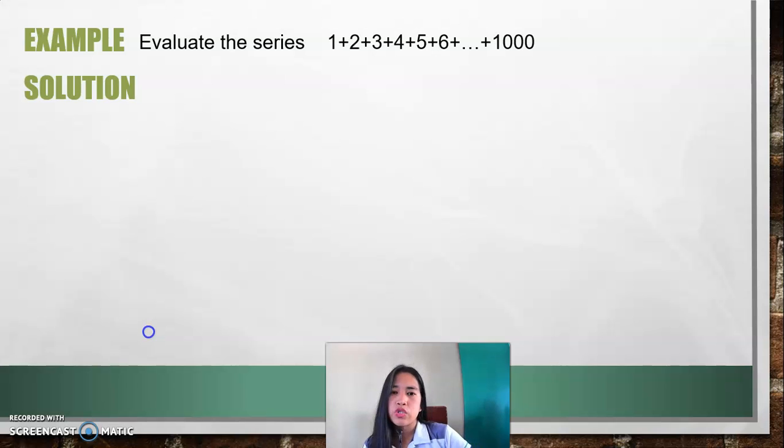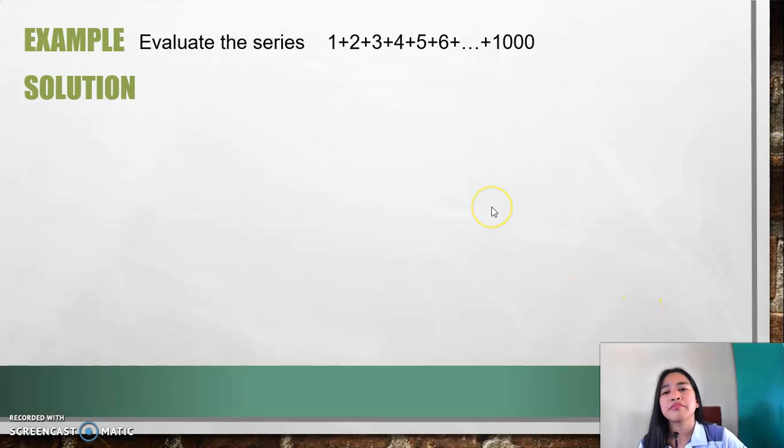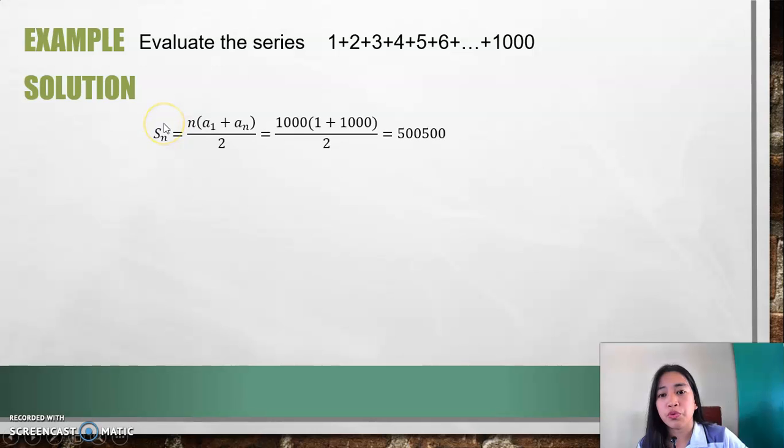Evaluate the series: 1, 2, 3, 4, 5, 6, up to 1,000. Let's evaluate it. Okay, so this one, obviously, is an arithmetic series with a common difference of 1. When we add numbers, we will just use a certain formula to know that one.